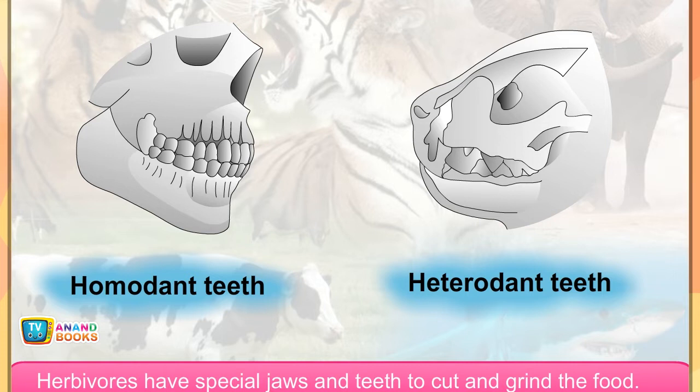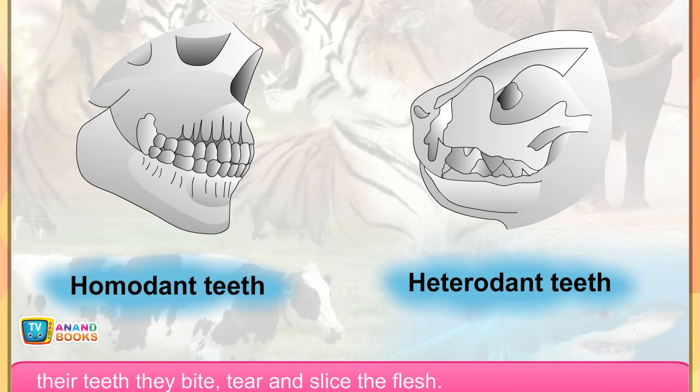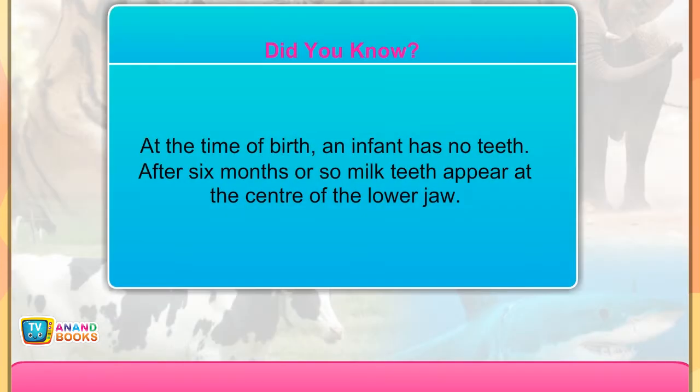Carnivores have a strong jaw for capturing the prey. With their teeth, they bite, tear, and slice the flesh. In humans, teeth help in chewing and grinding the food to make it digestible. Did you know? At the time of birth, an infant has no teeth.